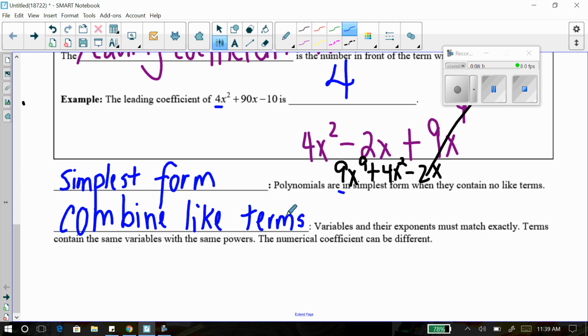So you can't combine a 2x and a 4x squared. They're two different things, right? It's a cat and a dog. They're two different things. All right, I'm going to go on to the next page. Again, if you need to pause, go ahead and pause.